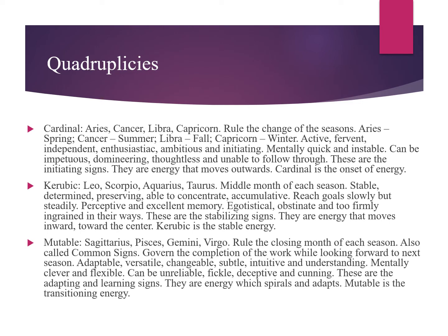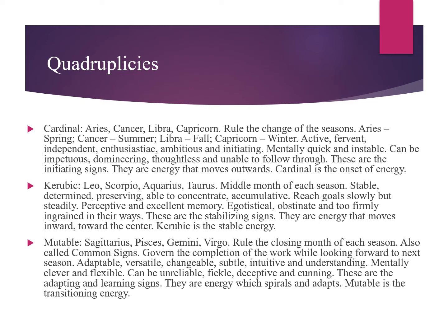And next comes the mutable signs. These are Sagittarius, Pisces, Gemini, and Virgo. And they rule the closing month of each season. And they're also referred to as common signs. And they cover completion of the work while looking forward to the next season. So they're adaptable, they're versatile, they're changeable, subtle, they're very intuitive and understanding. They're mentally clever and flexible, but they can be unreliable, fickle, deceptive, and cunning. They're adapting and learning signs.